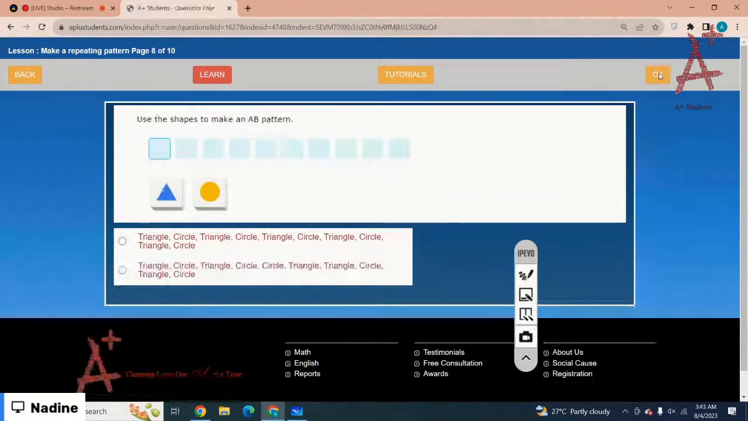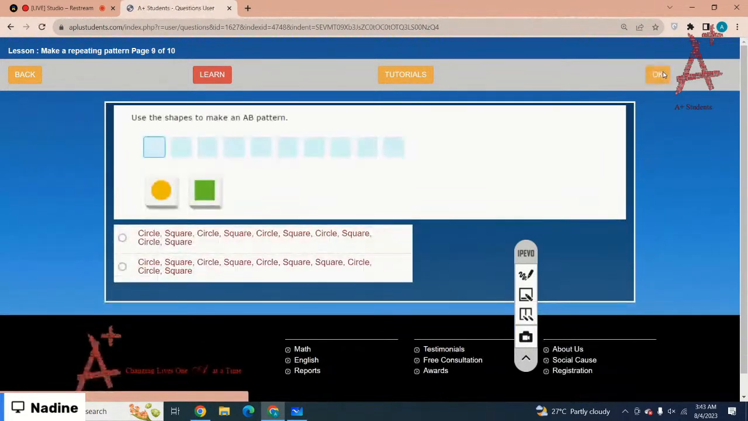Use the shapes to make an AB pattern. So it is triangle, circle, triangle, circle. Option number one, two, three, four, five. Yes, it will end up on a circle. Use the shapes to make an AB pattern. Circle, square. It would be one, two, three, four, five. Option number two is the correct option.